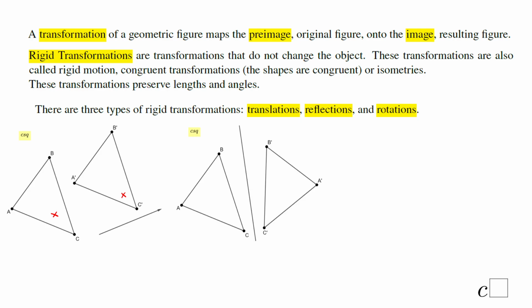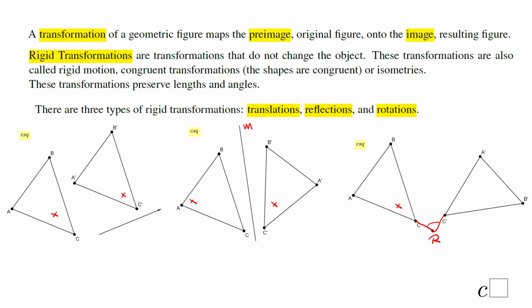Now this one is a reflection. We reflect triangle ABC over this line, let me call it line M, and we get the triangle A prime, B prime, C prime. This is the image. And the last one will be obviously the rotation. Triangle ABC is rotated around, let's say, this point R, and we get this triangle A prime, B prime, C prime, rotated a certain angle. I can see that angle, something like this here.